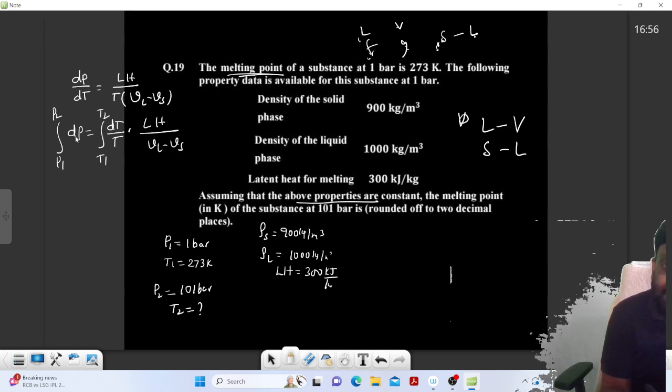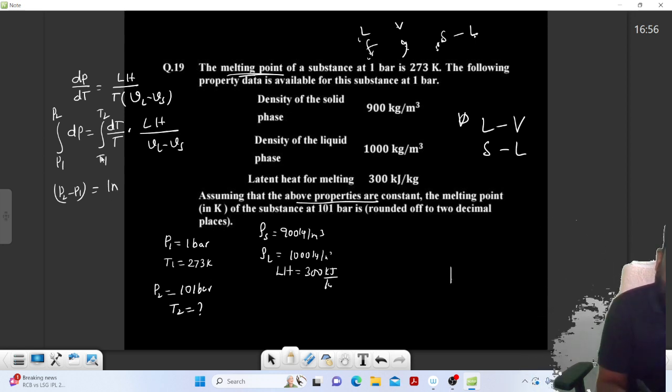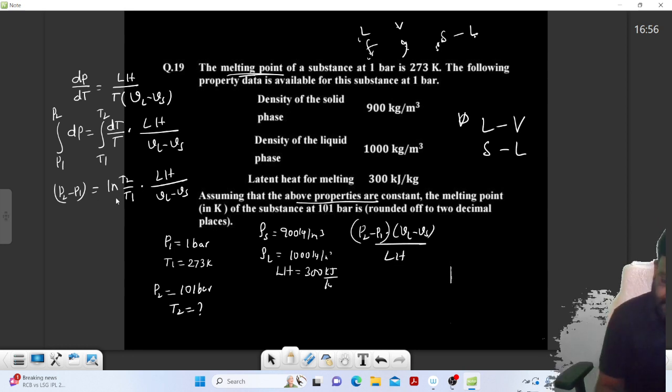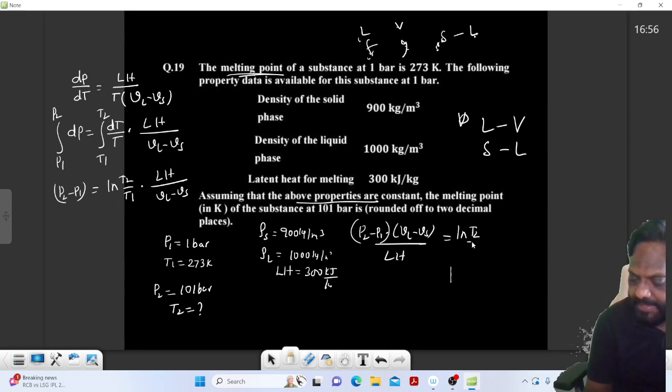What is integral dp? P upper limit minus lower limit. What is dt by t? Log t. Log t2 minus log t1 is log t2 by t1, into LH by V liquid minus V solid. Okay sir. Now, can I write this as P2 minus P1 into V liquid minus V solid by LH, equal to ln T2 by T1.